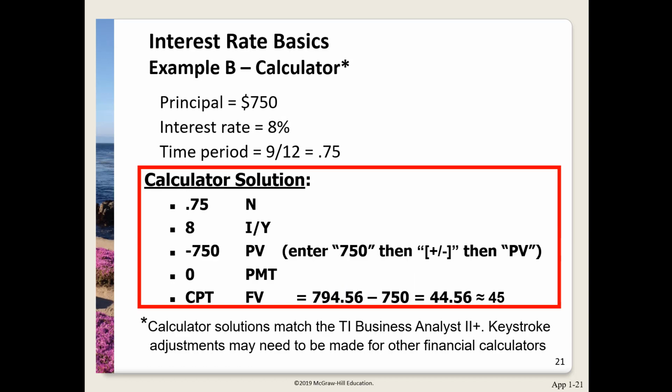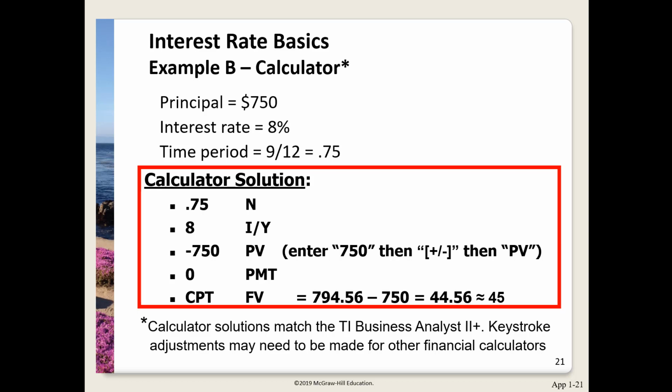Let's start looking at how to solve these problems in your calculator. Example B again. N is 0.75, 9 months. IY is 8%. PV is a minus 750. Use the plus or minus key.